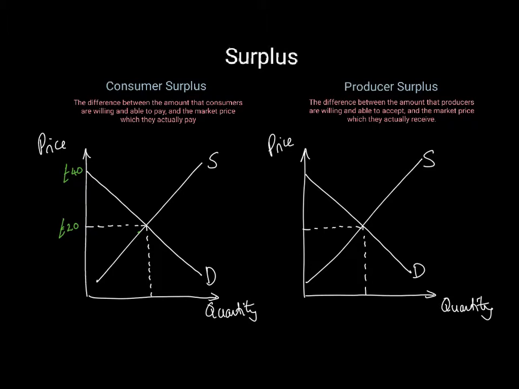What does that mean? Well, it means that these people would be willing and able to pay £40. They don't, they only have to pay £20. Now the difference between those two amounts is what we call the consumer surplus. So the consumer surplus for these very early purchasers of the Harry Potter books, the ones who have the highest willingness and ability to pay, is going to be £20. So they are going to have consumer surplus equal to the entire amount of that.